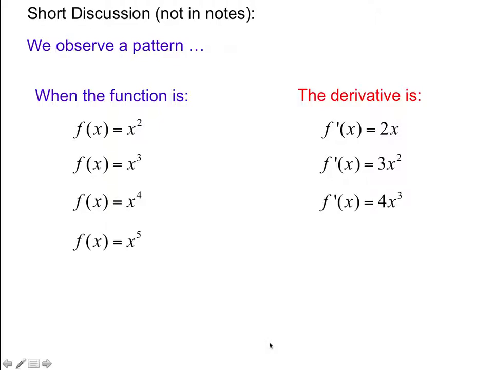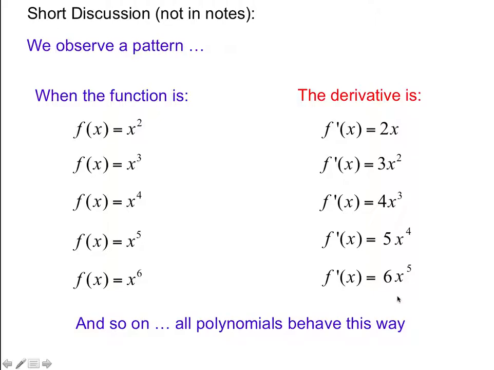So we can expand this now. x to the 5th is going to look like the derivative being 5, that's bringing down the power, x, and then reducing the power by 1 would be 5x to the 4th. And x to the 6th then is going to look like 6, that's bringing down the power, x to the 5th, reducing the power by 1. And so we can start to see that pattern set up. And so we're going to call this then the power rule.